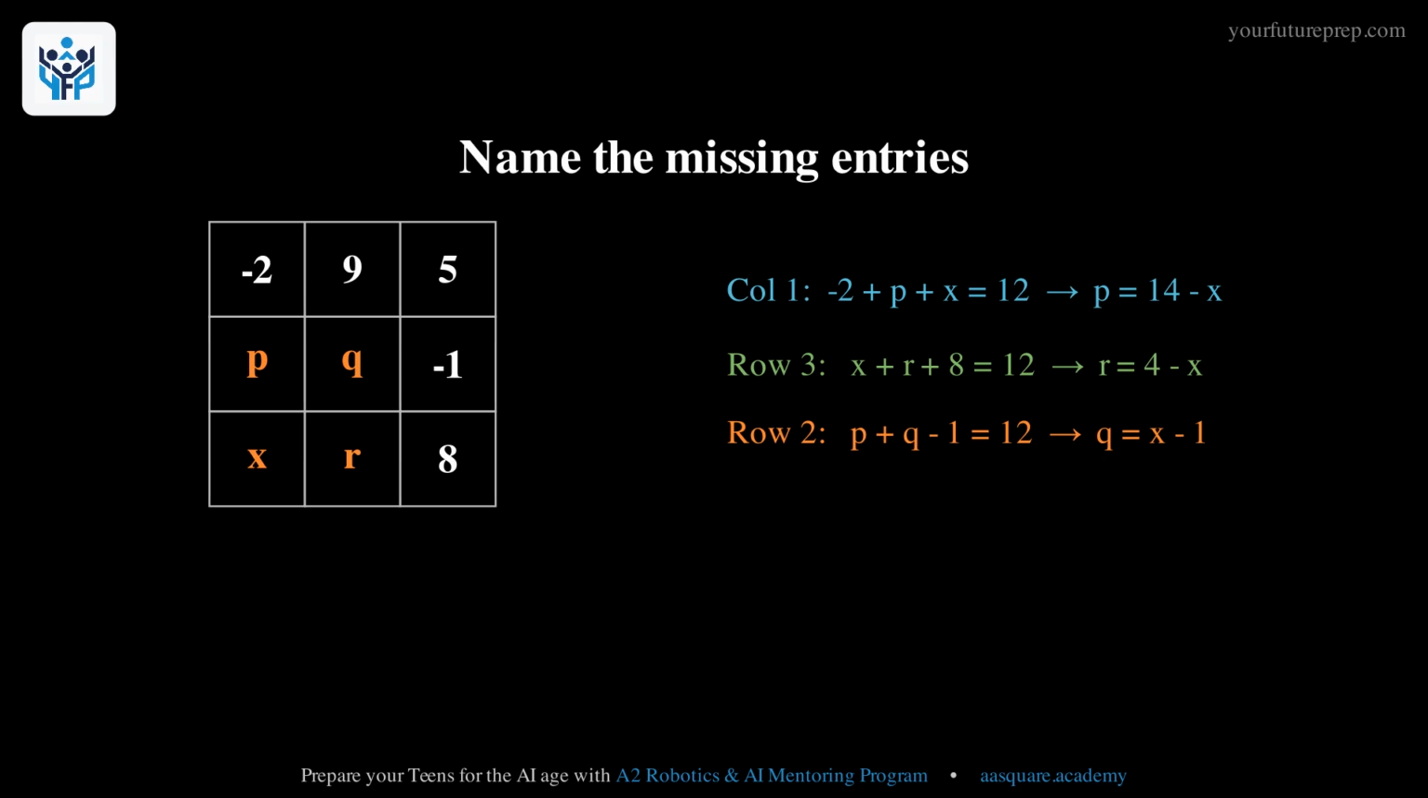Look at column 1. -2 plus P plus x equals 12. So P equals 14 minus x. Look at the bottom row. x plus R plus 8 equals 12. So R equals 4 minus x. And the middle row, P plus Q minus 1 equals 12. So Q equals 13 minus P, which is x minus 1.